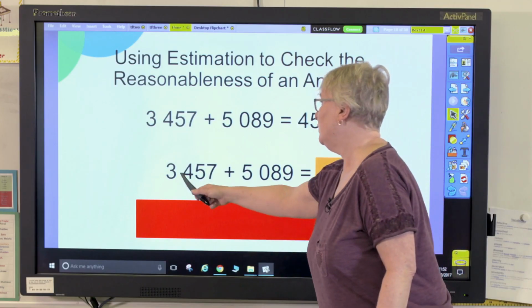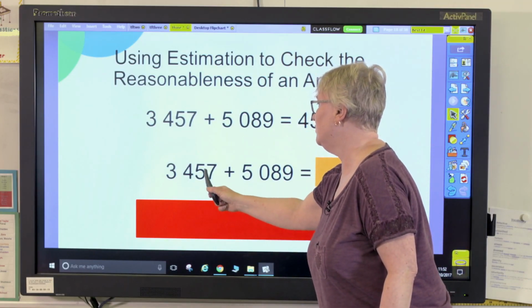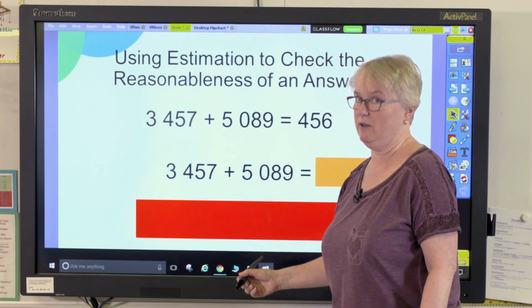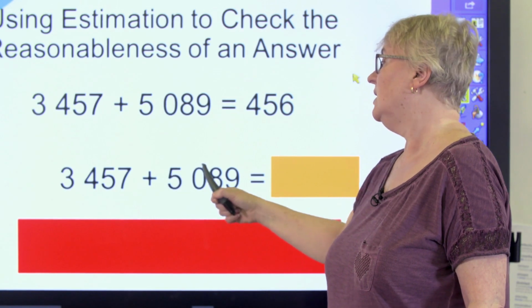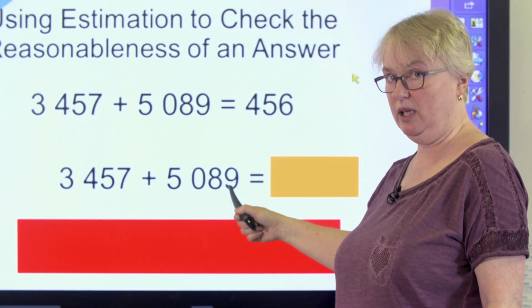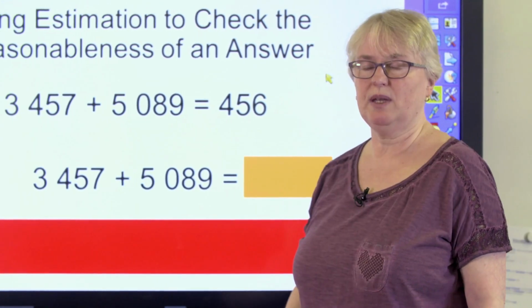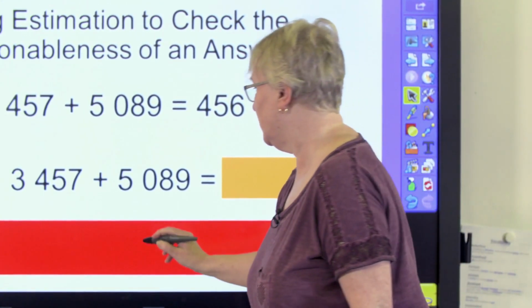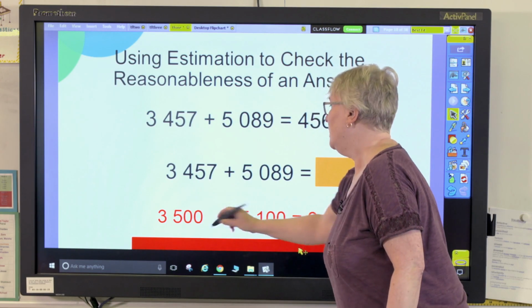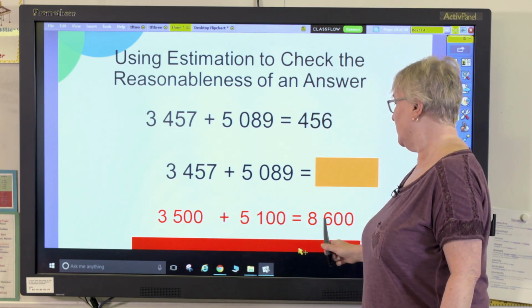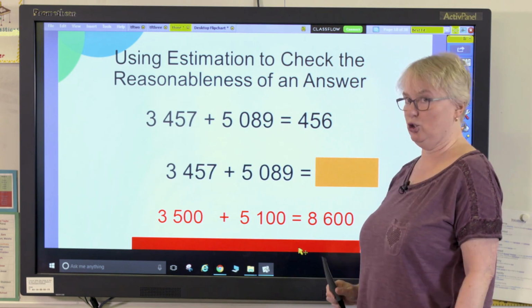Okay, I've got 3,457. Well, I can round that up to 3,500. Add 5,089. That could be rounded up to 5,100. Let's have a look at my estimation now. 3,500 add 5,100 gives me 8,600.